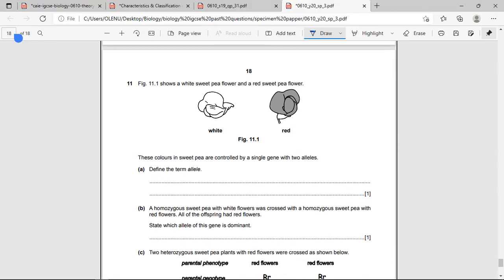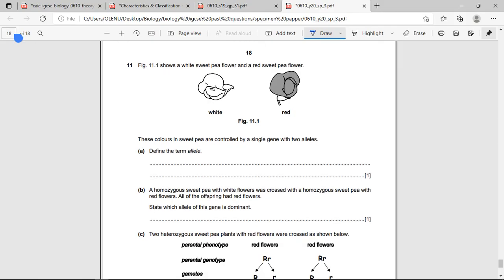Now, last question here. Figure 11.1 shows a white sweet pea flower and a red sweet pea flower. So we have the white pea and the red pea. The first question is, define the term allele. An allele is an alternative form of a gene.